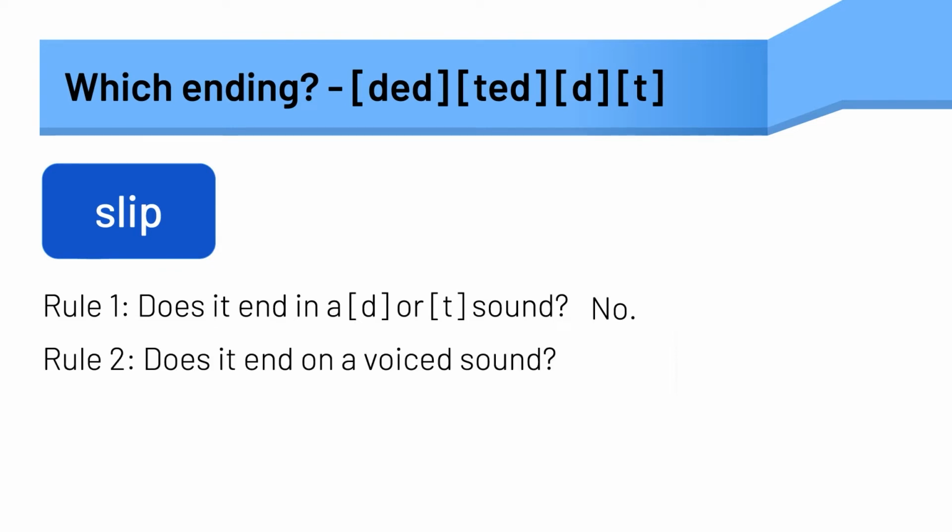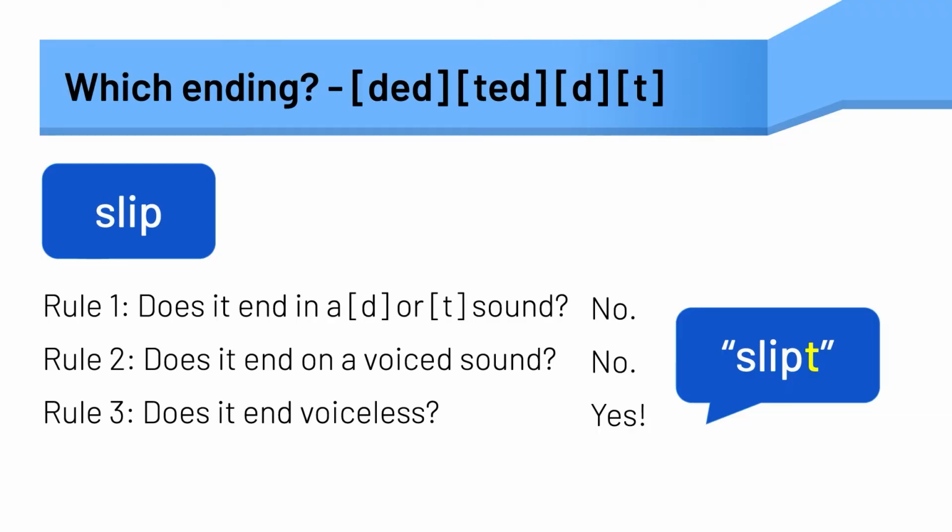Now I'm going to check to see if it has a final voiced or unvoiced sound. Using my hand, I'll say the word again. Slip. Nope, no vibration. It has a final unvoiced sound and I say slipped. You're getting it! Good for you!